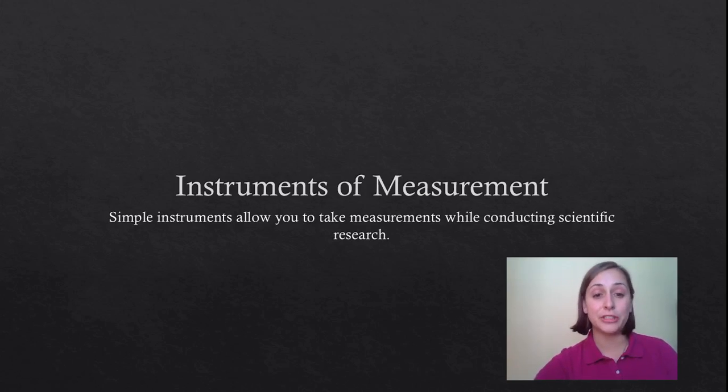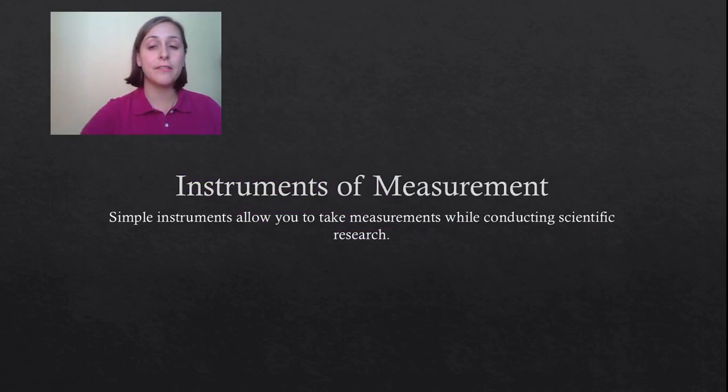First, we're going to talk about instruments of measurement. Simple instruments allow you to take measurements while conducting scientific research. There are 5 instruments we're going to talk about in the science lab for measuring the 5 properties we talked about in making measurements.